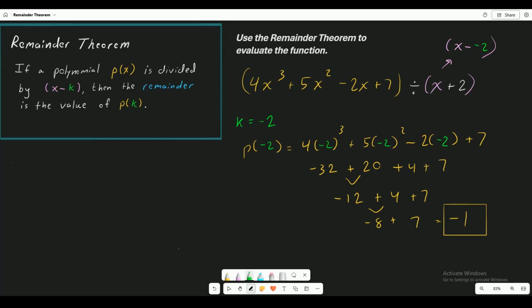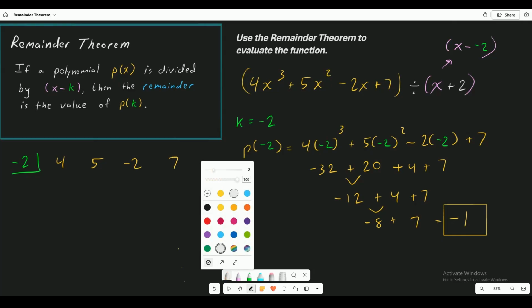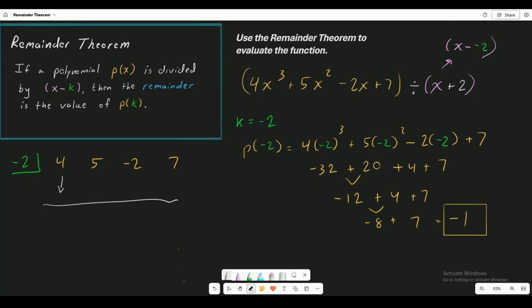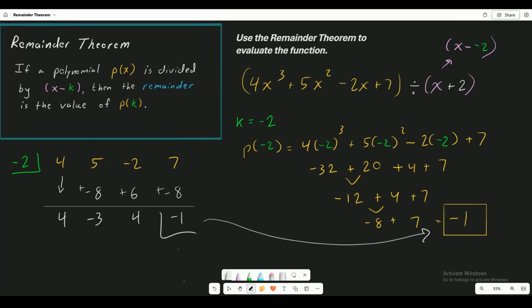So k is negative 2, 4, 5, negative 2, and 7. Drop the 4. Negative 2 times 4 is negative 8. Add, negative 3. Negative 2 times negative 3 is 6. Add, 4. Negative 2 times 4 is negative 8. Add, negative 1. And there you have it, the same remainder.